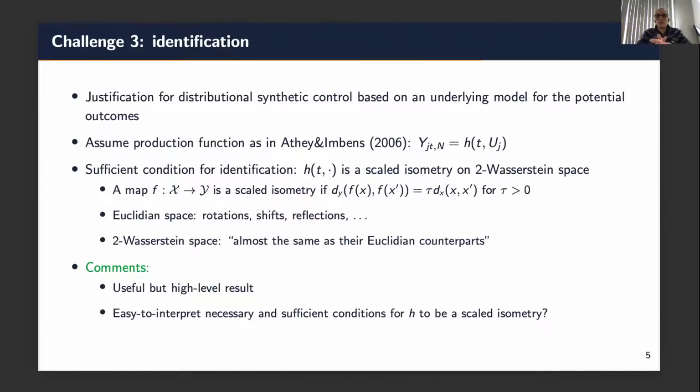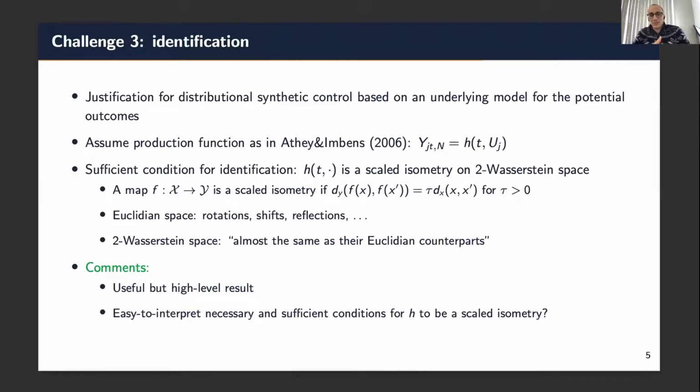And it turns out that a sufficient condition for this to work is that this h function is a scaled isometry in two Wasserstein space. And so here I have the definition of a scaled isometry in the general spaces, and you can see that in the Euclidean space, this is basically parameterized by rotation shifts and reflections, essentially affine maps.